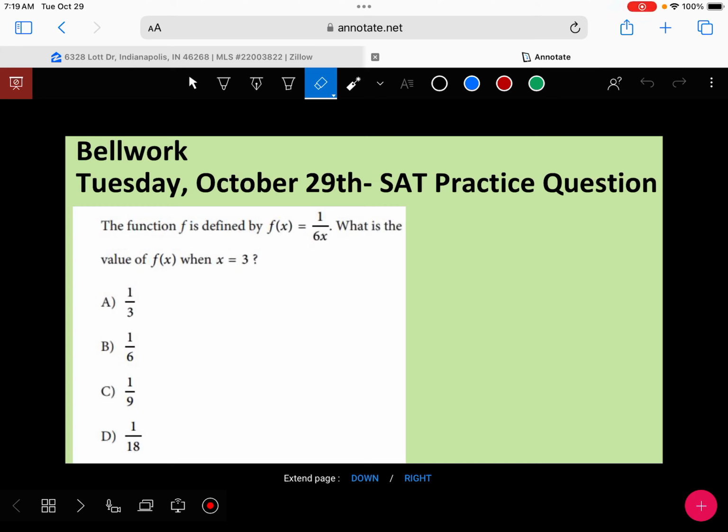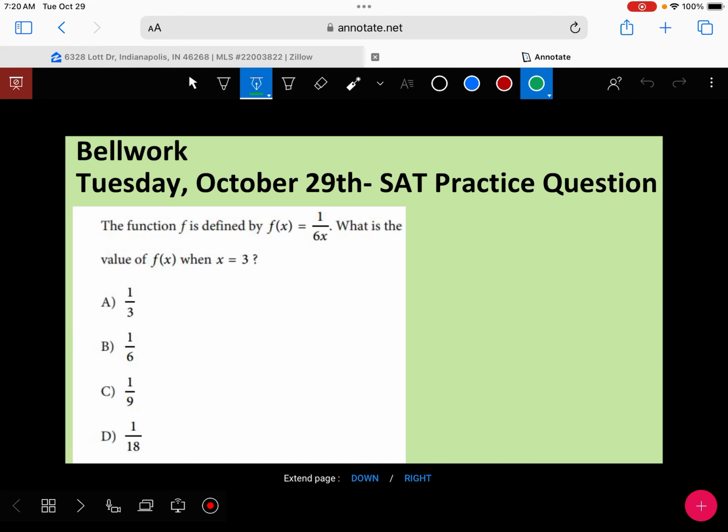The function f is defined by f of x equals 1 over 6x. What is the value of f of x when x equals 3? How would you do that? What would you do with the 3? Put the 3 where?